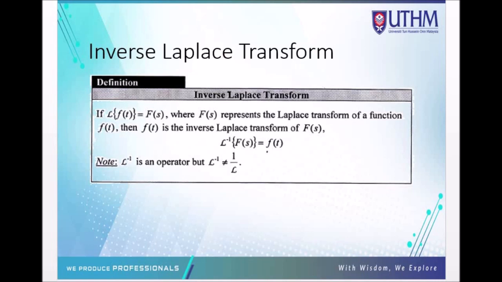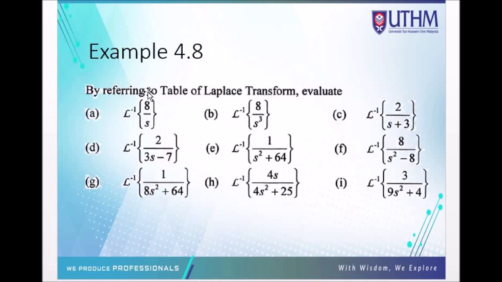However, it often happens that the function of s under consideration does not match exactly the form of the Laplace transform F(s) as given in the table. So we need to fix up the function by multiplying and dividing by an appropriate constant. So we will go through the examples one by one. So this is the example.